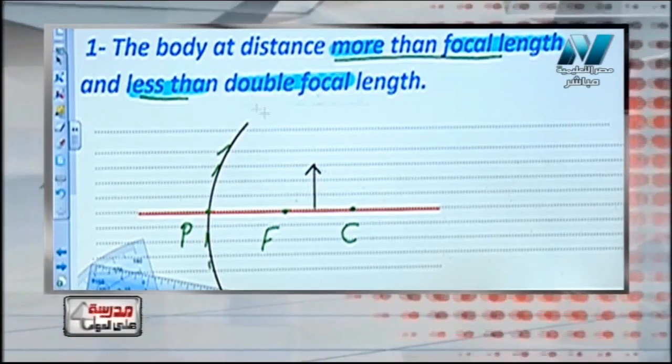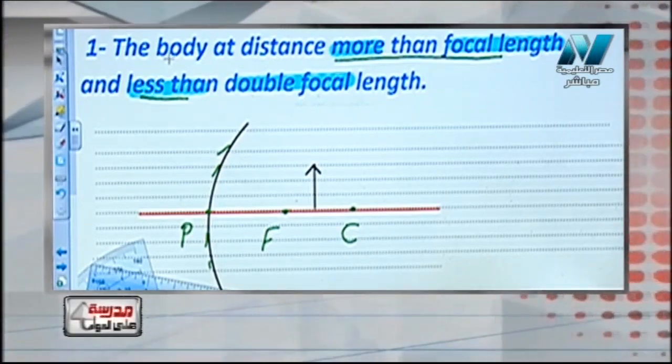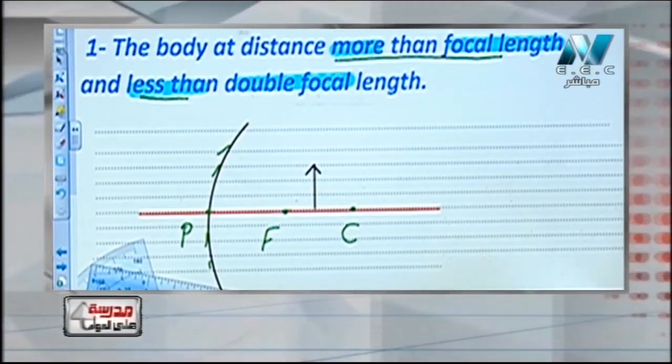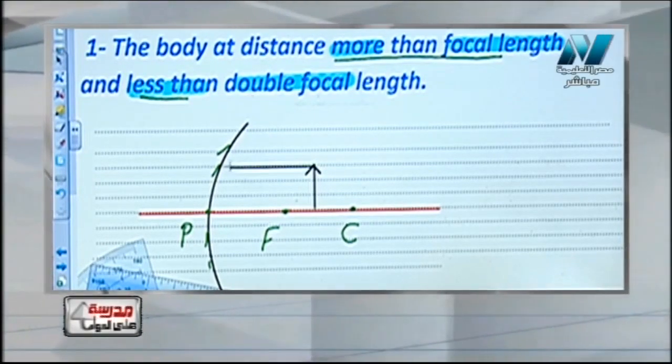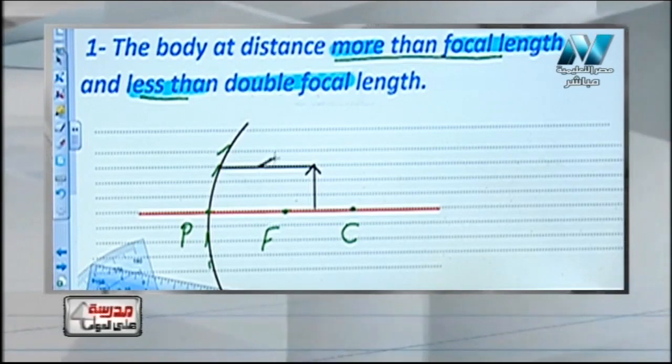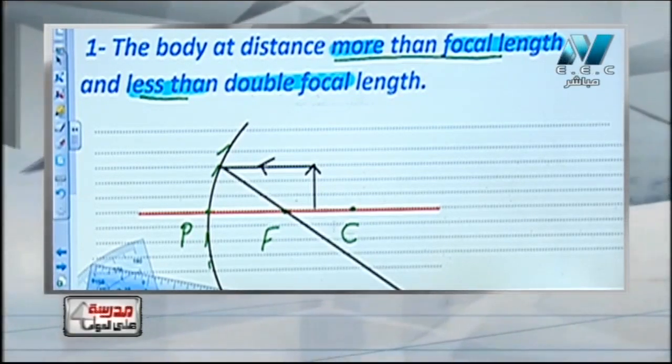We should use rule number 1 at least. I mean, here we should use at least 2 rules. Number 1, light ray falling parallel to the principal axis. In this case, the light ray will reflect through the focus, as we see like that.